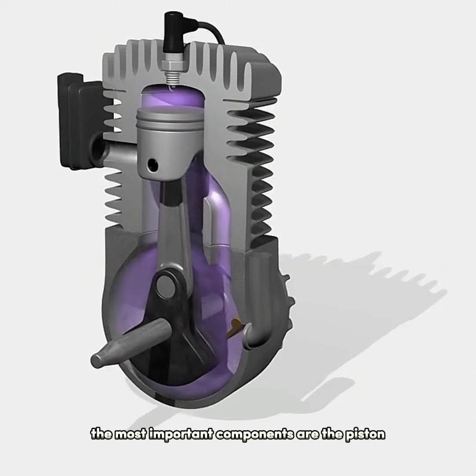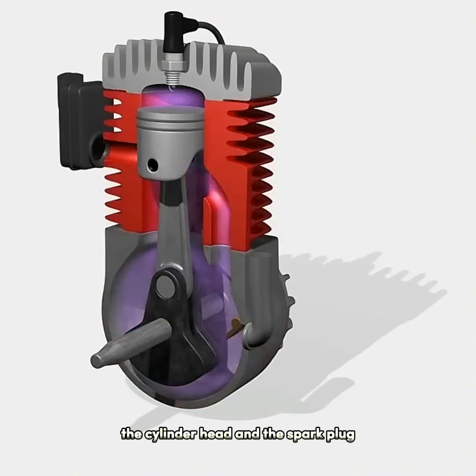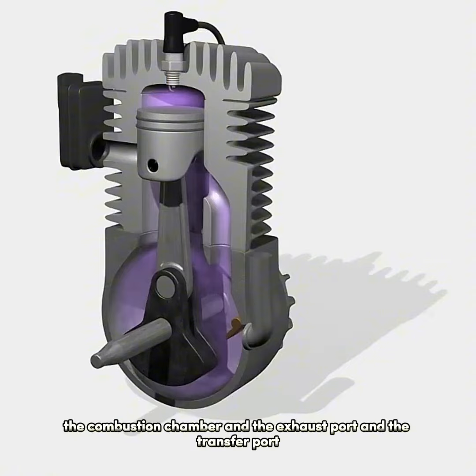The most important components are the piston, the connecting rod, the crankshaft, the inlet valve, the crankcase, the cylinder head, and the spark plug. Other terms include the combustion chamber, the exhaust port, and the transfer port.